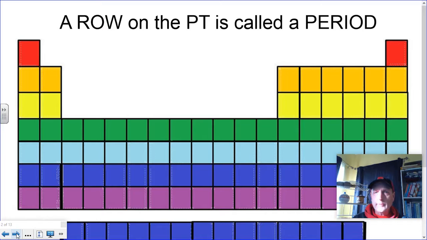The first thing is a row on the periodic table is a period. Remember, there are 7 rows starting up here at the top. Hydrogen and helium are in the first period. This orange is the second period, going down to just the 7th period down below.